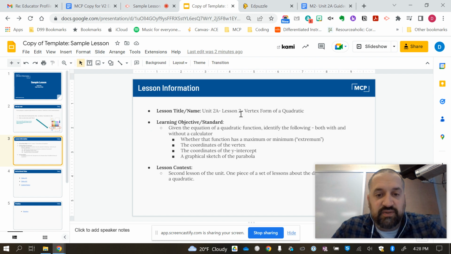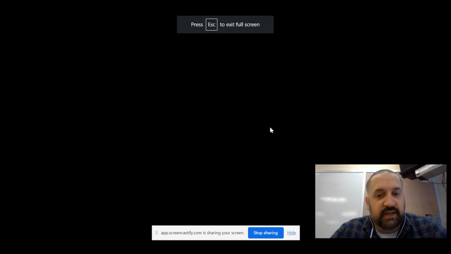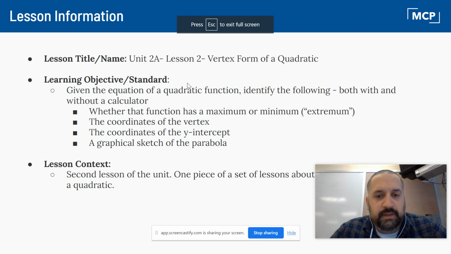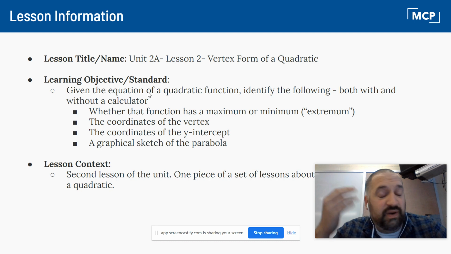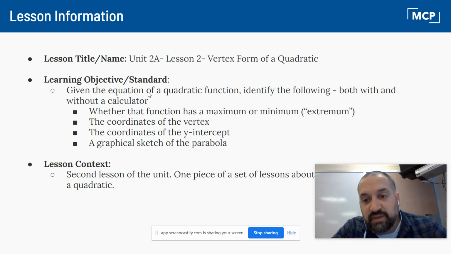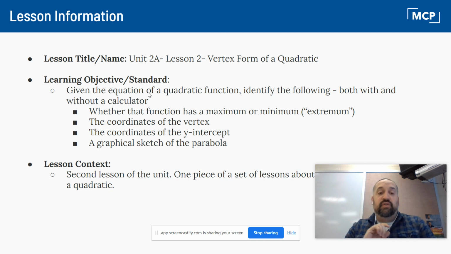And so this is the second unit, and it's the second lesson of that unit. And this particular lesson is about the vertex form of a quadratic. Basically what students are learning how to do is identify some important key features of a quadratic, like the vertex, y-intercept, graph it by hand, graph it using technology, whether there's a min or a max, and talk about domain and range. And this stuff's done both with and without a calculator.